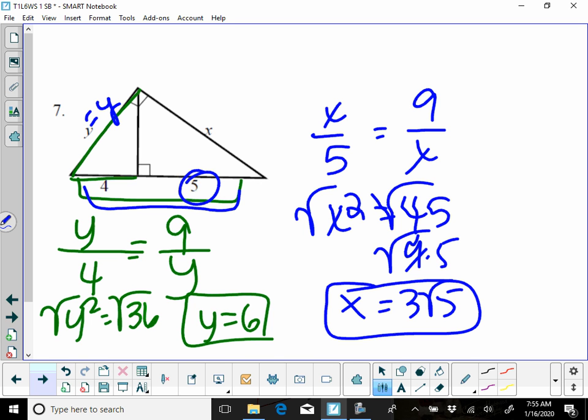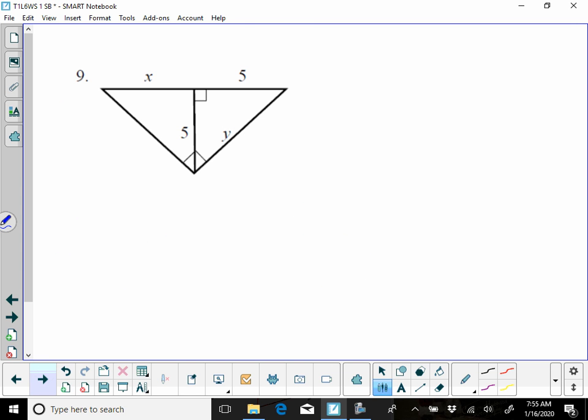Okay. So like I said, I'm going to try to use the songs as much as I can. Once you had found y here, you could have found the height right here, and then you could have done Pythagorean theorem to get x. It's completely up to you. There's several options on triangles. All right, jump down to number 9.